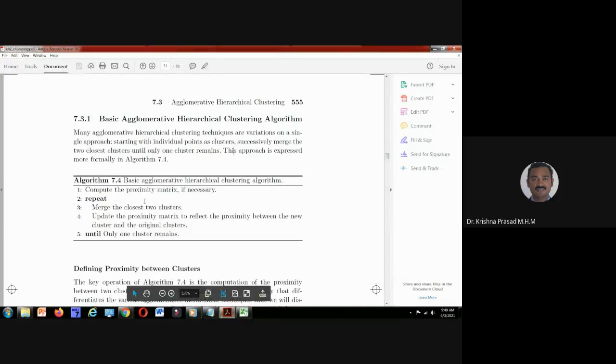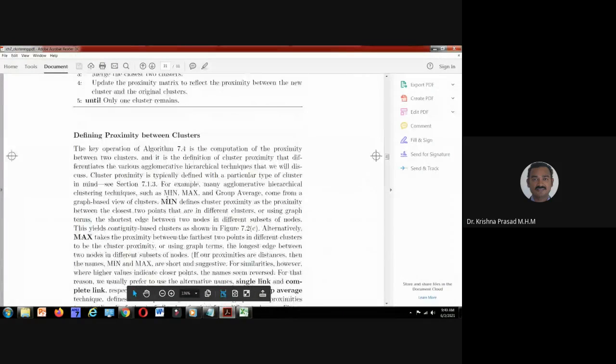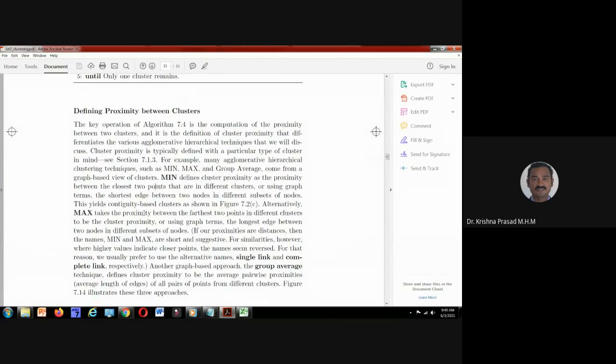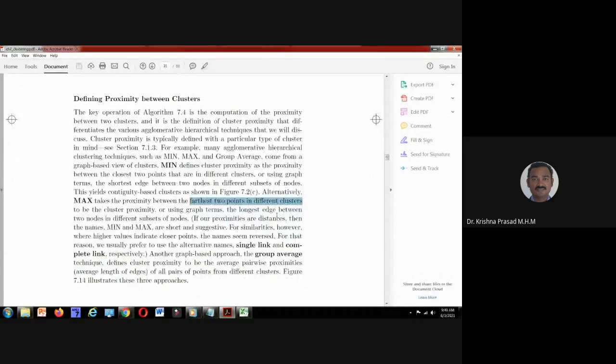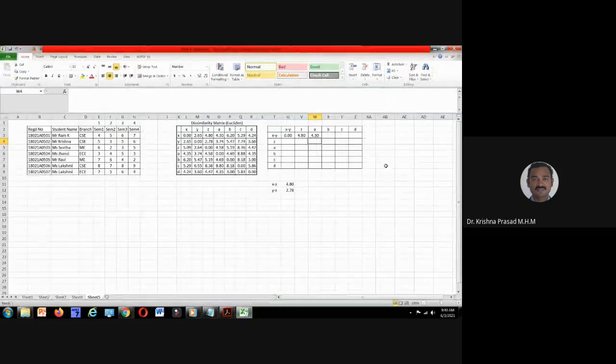If you want, you can concentrate. Please see. Many agglomerative techniques exist, such as minimum, maximum, group average. Minimum defines cluster proximity as the closest two points. Maximum takes proximity between the farthest two points. I told you complete linkage is nothing but maximum. That's why I considered maximum.